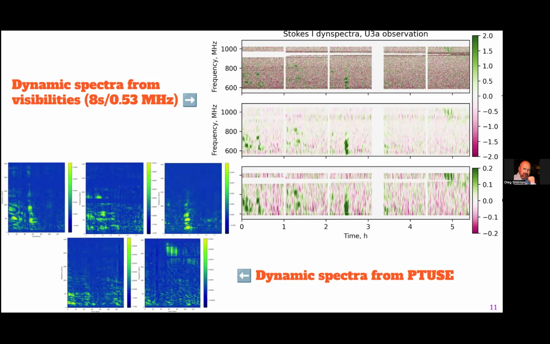So if you look at the top there, you've got dynamic spectra constructed from the visibility data. At the bottom, you've got the pulsar timing engine dynamic spectra. And those 5 blocks, 1, 2, 3, 4, 5, correspond to 5 blocks across there. And if you look, you can see the same structures popping up. So you can get that information from visibilities. It's just more noisy, with lower time and frequency resolution.